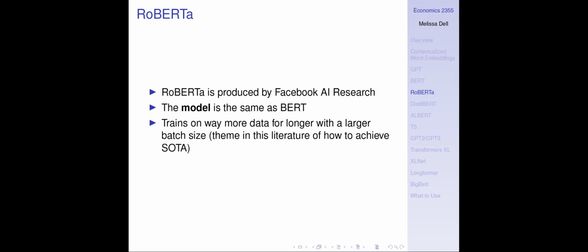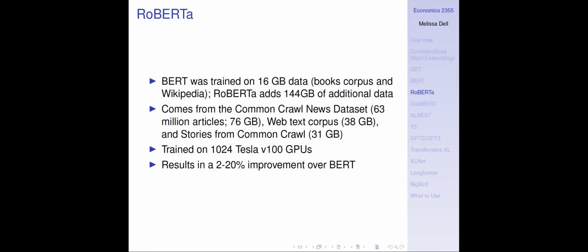And this is another theme: when you have different language models, they'll differ in their architectures, their training objectives, and their training data. In the case of RoBERTa, it's the same architecture as BERT, but it's trained on different data, and they just got rid of the next sentence prediction part of it. BERT was trained on 16 gigabytes of data, essentially the Google Books corpus and Wikipedia. And RoBERTa adds another 144 gigabytes of data, essentially training on an order of magnitude more data.